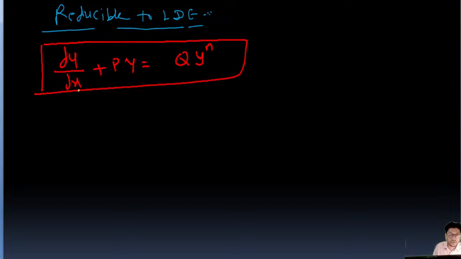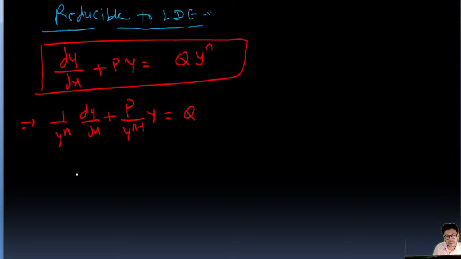Okay, how to do it, that I'm going to tell you now. So if you simplify this, it is going to be 1 upon y to the power n will go here, right, dy over dx plus p upon y to the power n, y upon y to the power n equal to, y will go here, so y to the power n minus 1, y is going to be q.